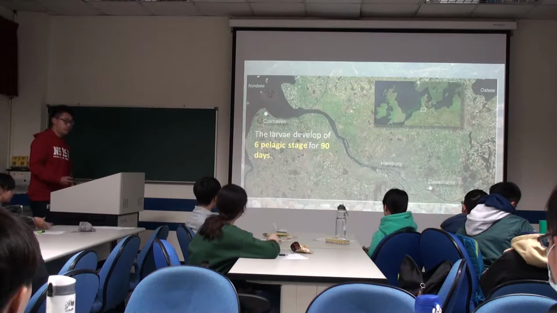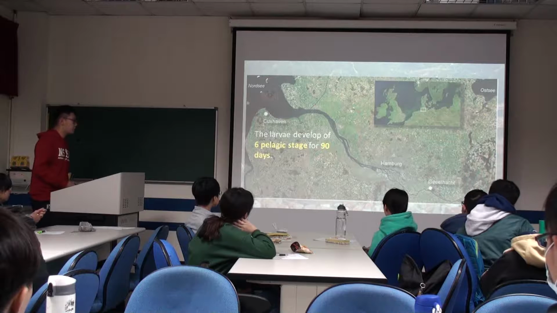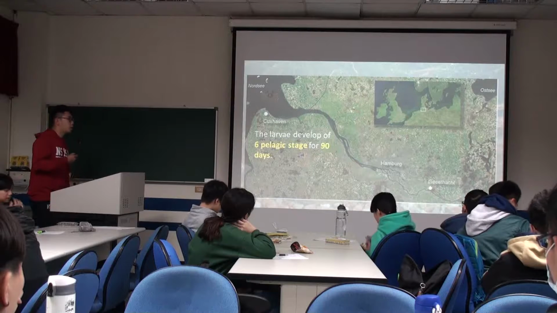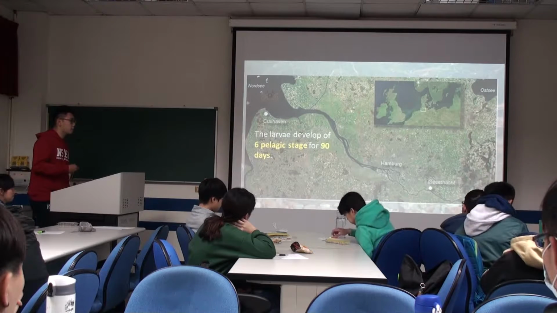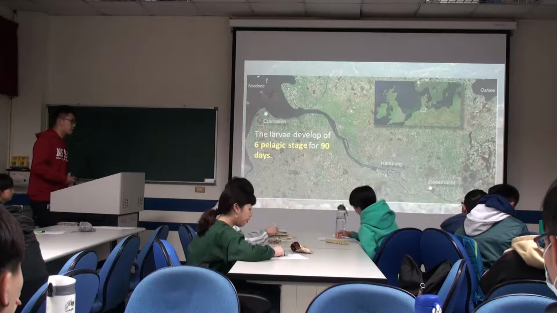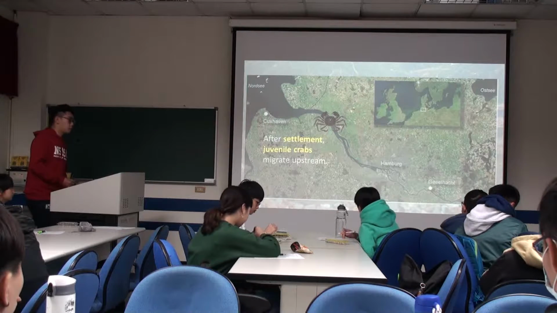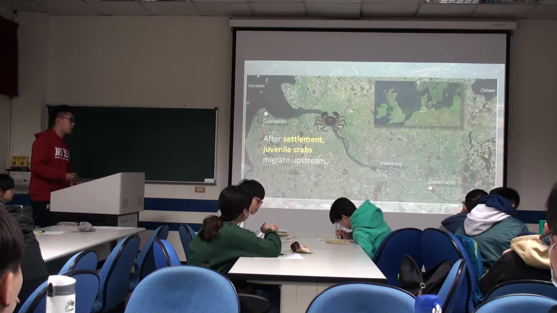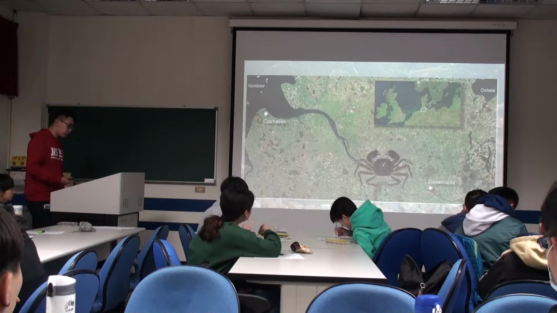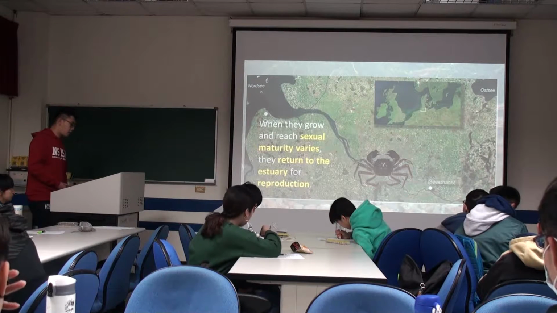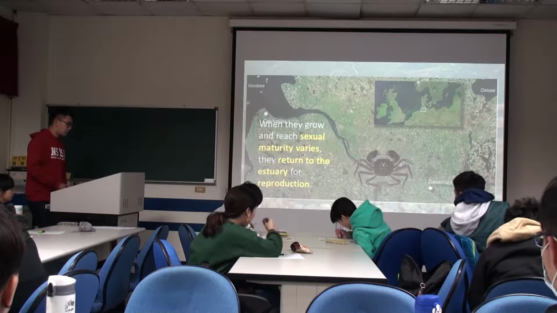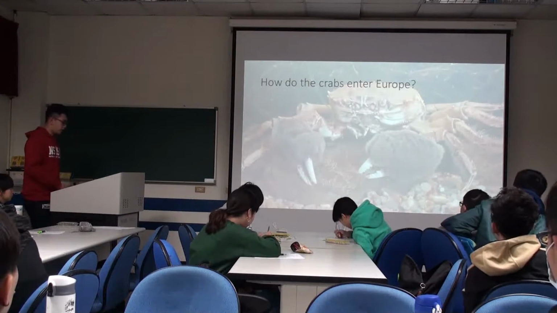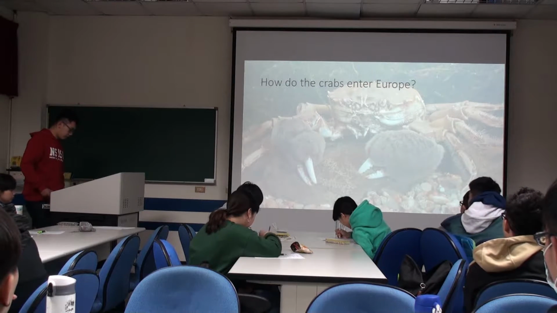And the larvae develop through 6 pelagic stages for 90 days. Pelagic stage means the larvae cannot move by themselves and move with the flow or the waves of the sea. And after settlement, which means the crabs can move by themselves, the juvenile crabs start to migrate upstream. Keep going, and when they grow and reach sexual maturity, they will return to the estuary for reproduction, and it becomes a cycle.